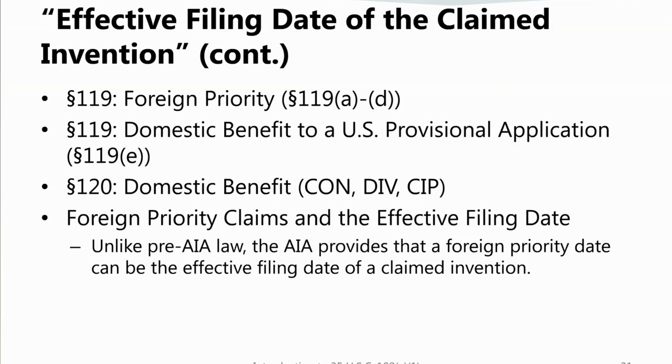Claims to U.S. applications are called domestic benefit claims, whereas priority claims to foreign applications are called foreign priority claims. What is extremely important to note here is that the effective filing date of a claimed invention can now go back to an application filed in a foreign country, whereas pre-AIA law did not allow this.